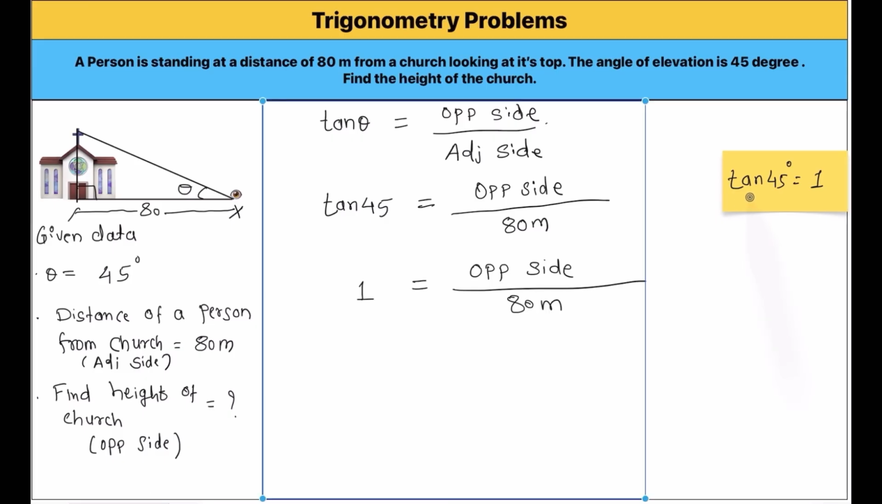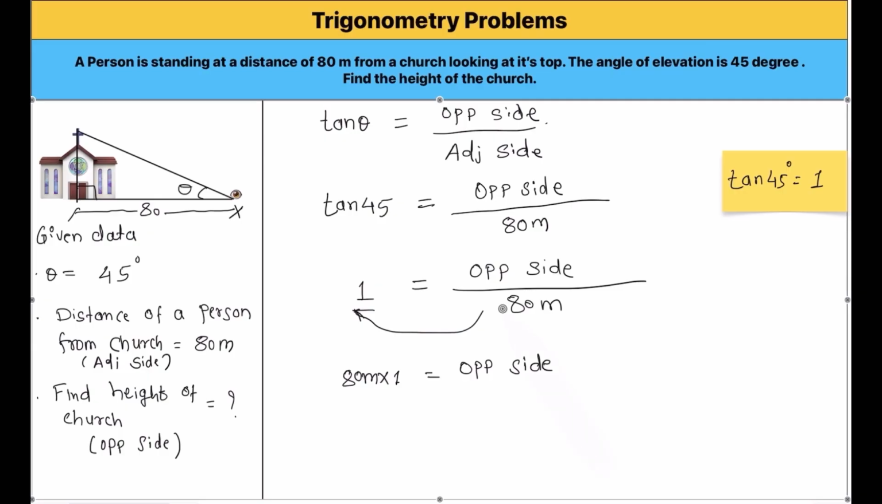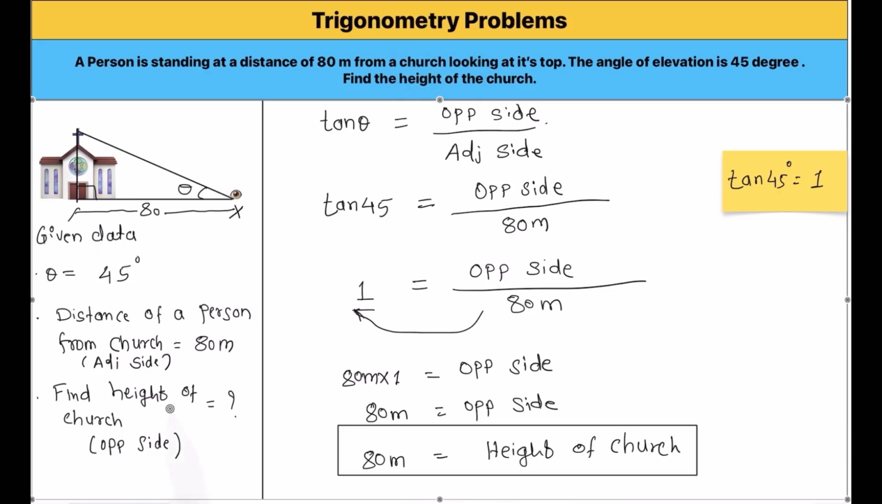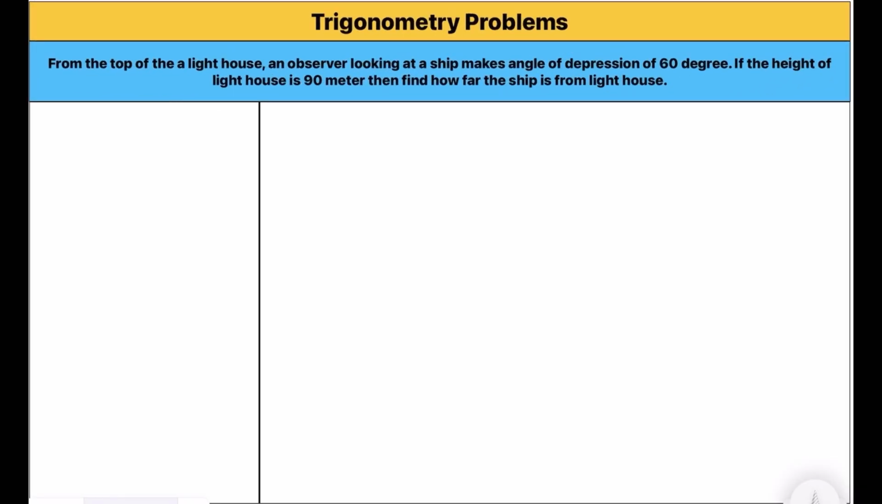Replacing the value of tan 45 as 1 in the above equation, we get 1 is equal to opposite side upon 80 meters. To solve this, we send 80 meters to the left hand side. As it is going to the LHS, it will go in the numerator. We get 80 meters into 1 is equal to opposite side. So opposite side is equal to 80 meters. But what is the opposite side? It is nothing but the height of the church. So the height of the church is 80 meters. Wasn't it easy? Let us solve the next problem.